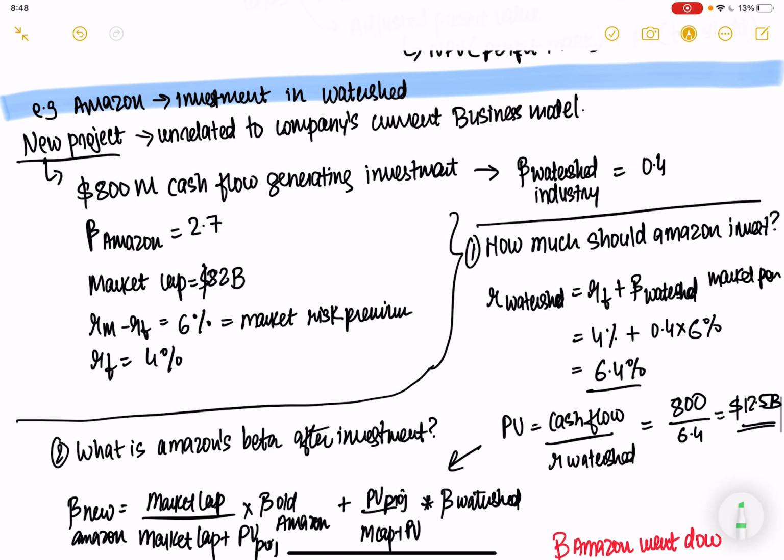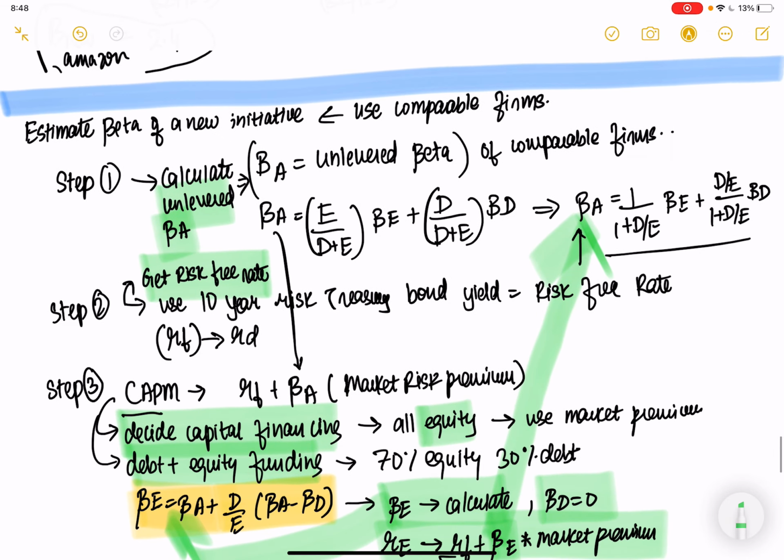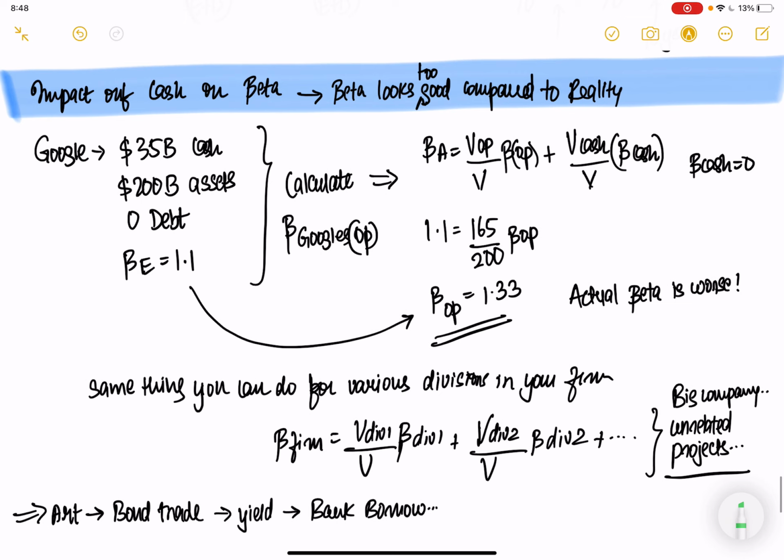So let's take an example where we have a company. Let's say Google has 35 billion in cash and 200 billion in assets, zero debt, it doesn't have debt. Its beta of equity is 1.1. But if you look at Google's beta of operations, and you take out the cash component from it, you will see the beta is actually 1.33 and not 1.1. And the way you do that is you subtract the cash that you have, just look at the operations value, and then you can get the adjusted beta.